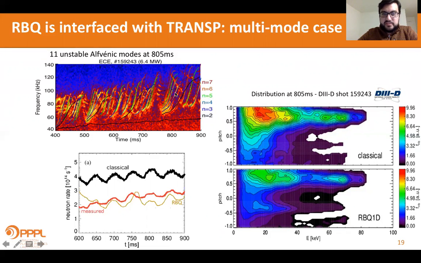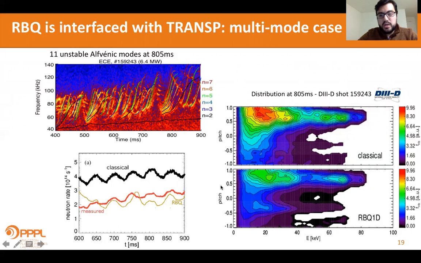well, the first plot is just the spectrogram of the discharge we look at. And in the bottom here is what TRANSP calculates. Basically for the neutron rate, which is a proxy for the losses of fast ions, in black is the classical case. Classical meaning when Alfvén waves are not considered. You see that those ups and downs are because of the beam blips that were used in this particular experiment. What is measured is in red, and what RBQ calculates is in brown here, which is reasonably close to the measurement.